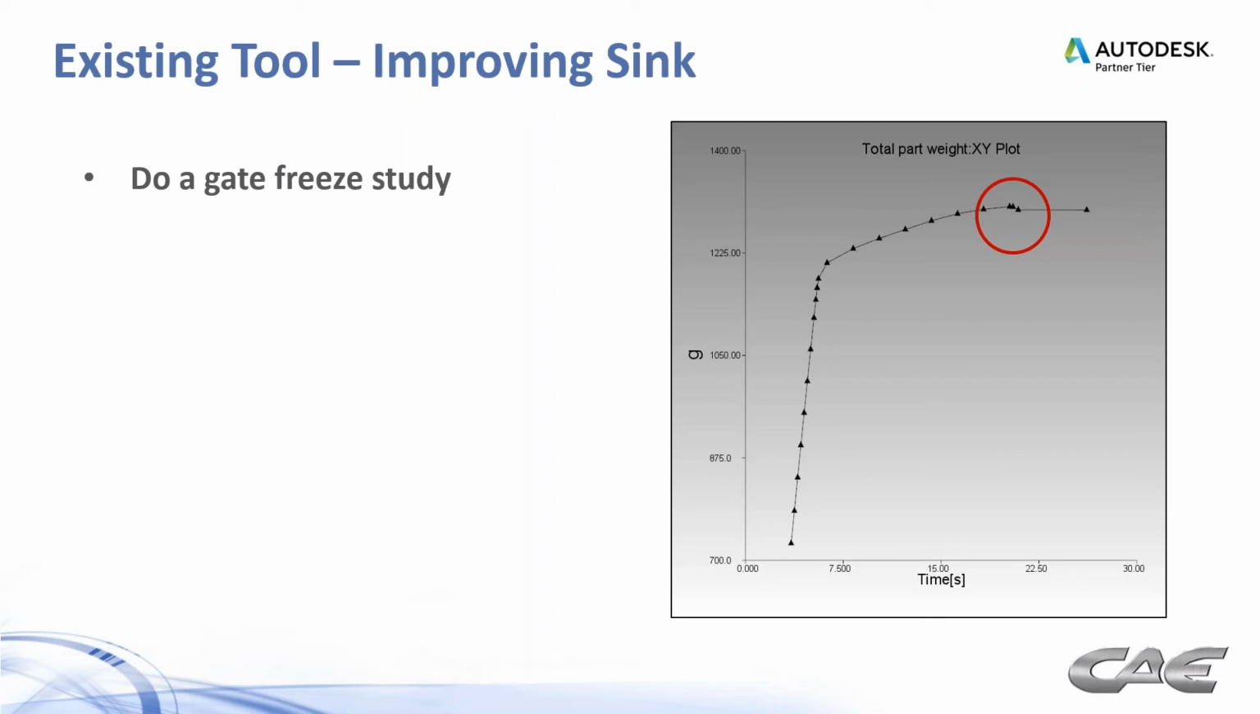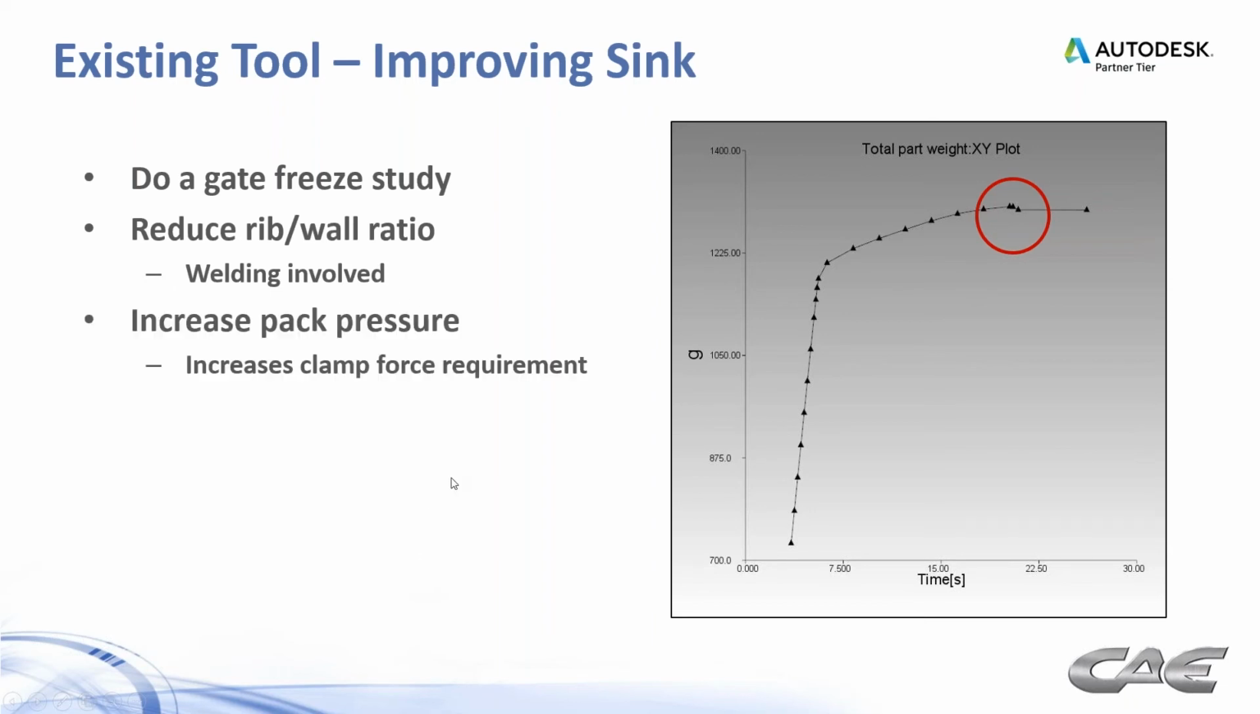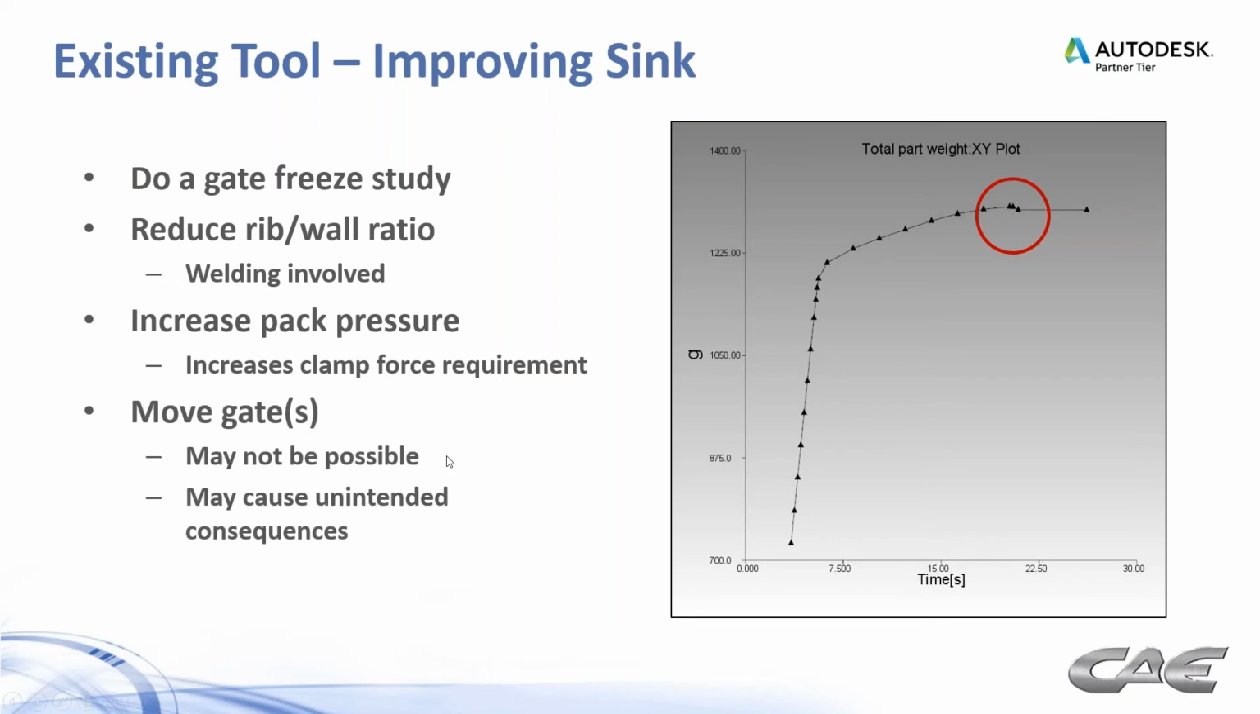But you definitely want to check your processing. Do a gate freeze study, number one. Again, there's not much you have at your disposal, but I've seen it happen where you go back and try to reduce the rib to wall ratio. So major tool modifications generally need to be made in those situations. Maybe some welding. Increasing pack pressure, that's another process fix. Problem with that is now we're making ourselves more susceptible to the clamp force requirement. Moving gates, this may or may not be possible, and it could cause unintended consequences.